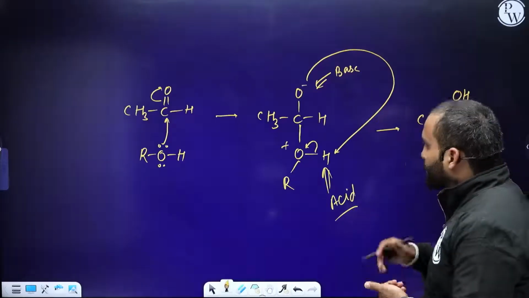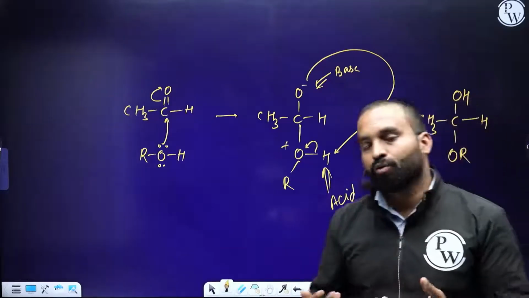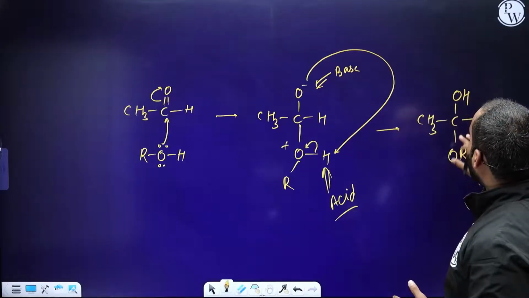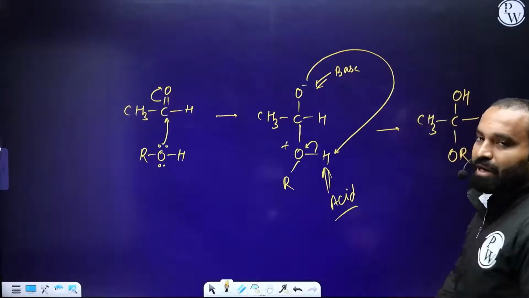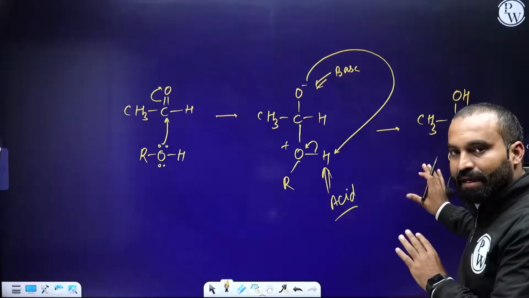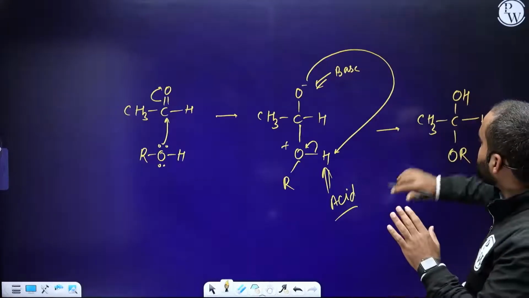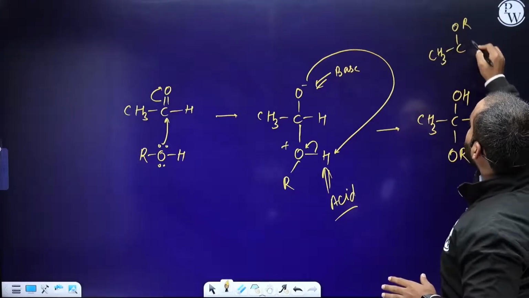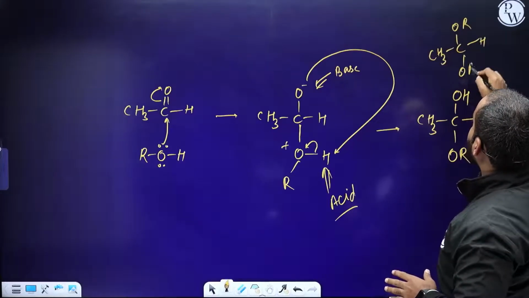So if you repeat this exercise, then you obtain a complete carbon CH3 with OR on both the sides, OR and OR. That becomes acetal. This is a hemiacetal at this situation. Otherwise, if I repeat this process of attack by alcohol, you will get an acetal.